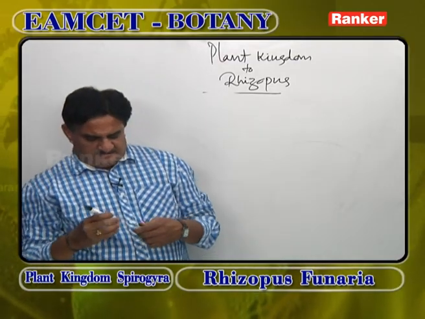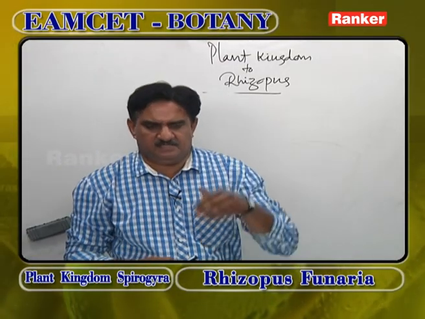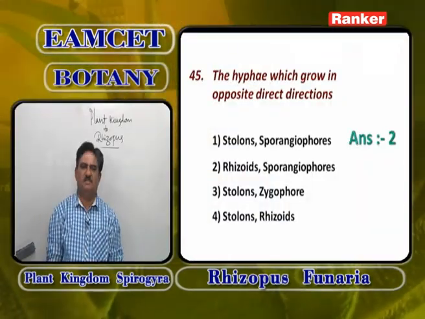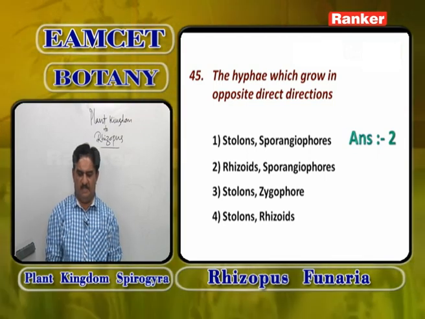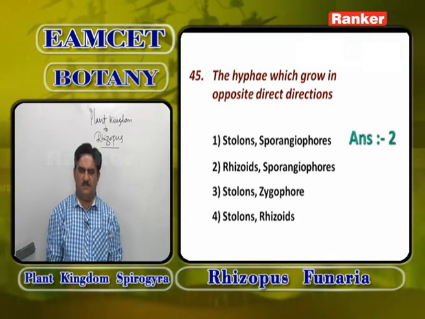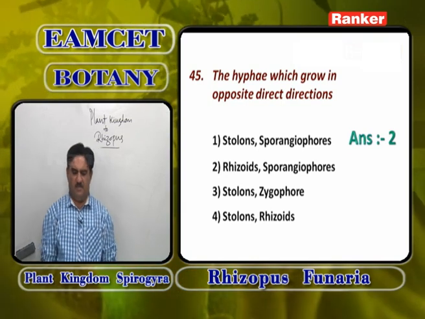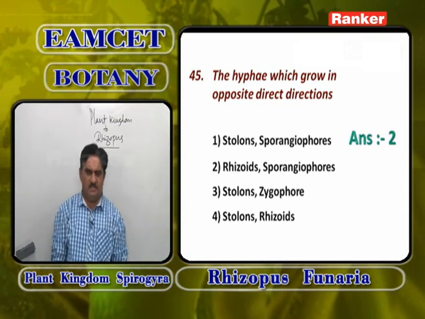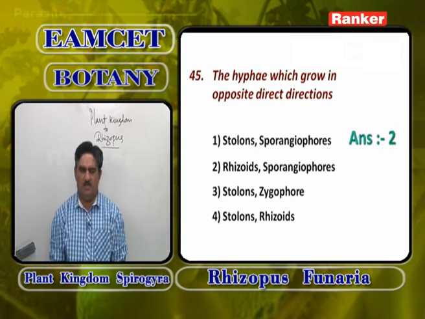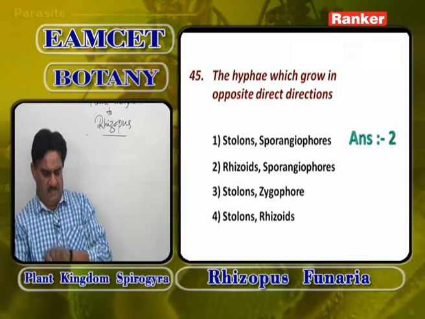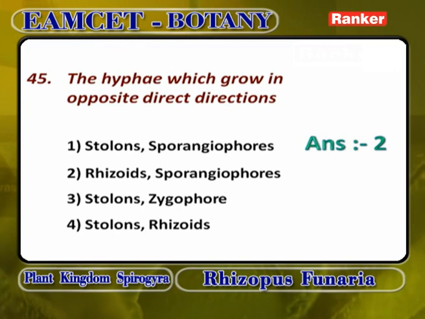What are the structures which are growing opposite to each other? Rhizoids grow into the medium, the sporangiophore grows opposite to the medium. So, definitely rhizoids and sporangiophores are the structures which grow in opposite directions. The stolons and sporangiophore do not grow in opposite directions. Stolons and zygophore do not. Stolons and rhizoids do not. So, the structures growing in opposite directions are rhizoids and sporangiophores. Second option.